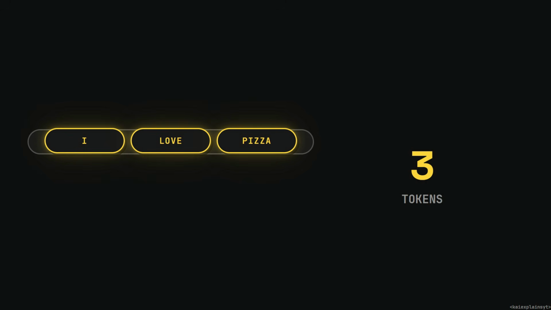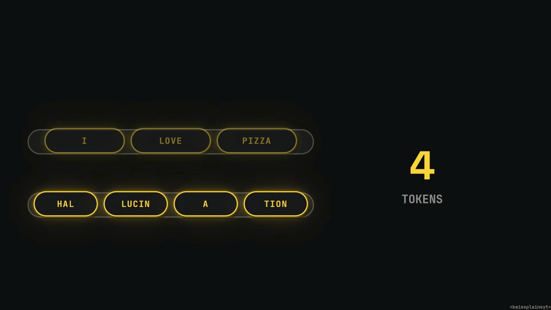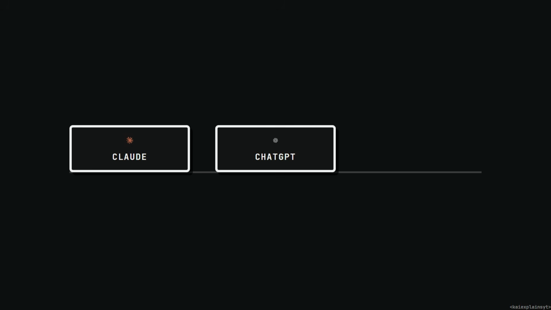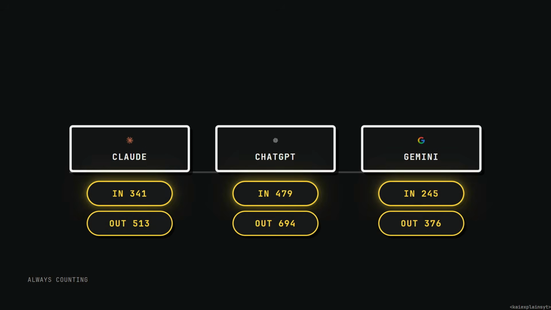So the sentence, I love pizza, breaks into roughly 3 tokens. Easy. But longer or more unusual words might break into multiple tokens. The word hallucination, which we'll get to in a minute, might be 3 or 4 tokens on its own. Now, why should you care? Because every AI product you use, whether it's Claude, ChatGPT, Gemini, all of them is counting tokens constantly. Counting how many tokens are in your message. Counting how many tokens are in its reply. That's how API pricing is calculated. That's why when you use the API, you pay per 1,000 tokens.